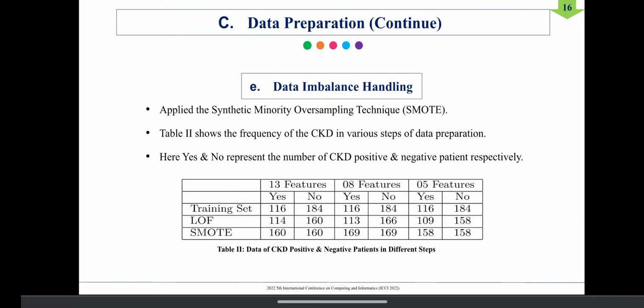Data imbalance handling. We know class imbalance affects the accuracy of machine learning models, because the models provide poor accuracy towards the class with fewer data. Here we applied the SMOTE technique to handle imbalanced data. Table 2 shows the frequency of CKD in various steps of data preparation.